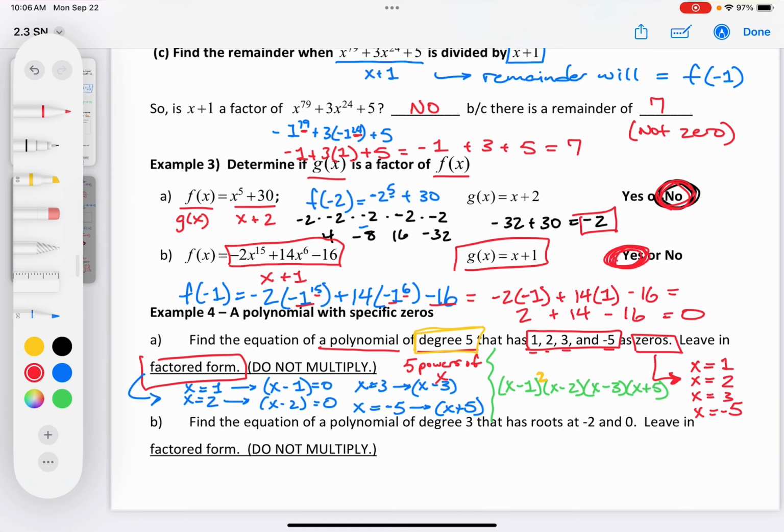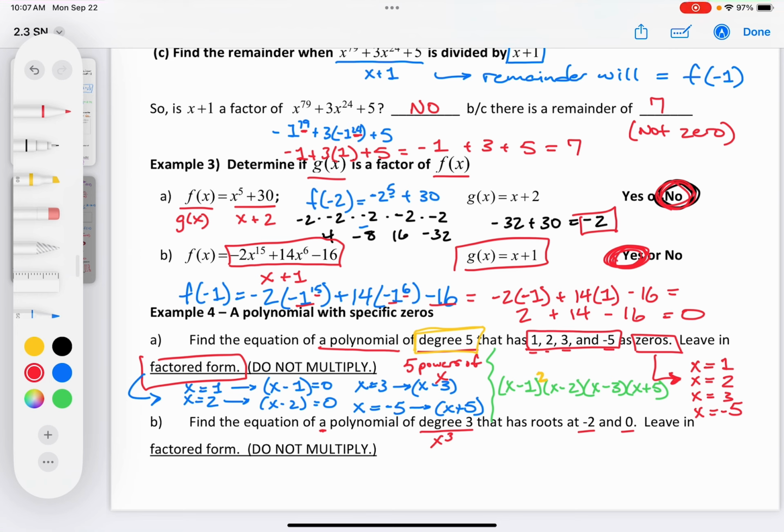All right, last question. It says find the equation of a polynomial. So it can be anyone. It doesn't have to be specific. A polynomial, degree 3. So its highest degree will be x to the third. It has roots at -2 and 0. -2 and 0. Excuse me.